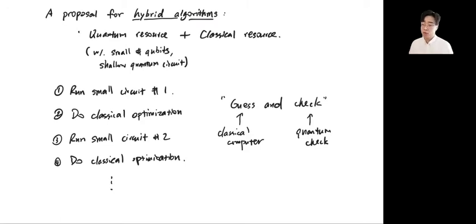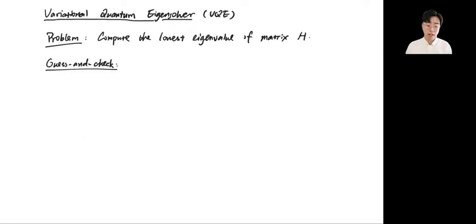Now let's take a look at one example computational task that is amenable to this guess and check methodology. This is called the variational quantum eigensolver. The problem here is that you want to compute the lowest eigenvalue of some matrix H. And when I say the lowest eigenvalue, I mean the smallest number E0 that satisfies this equation.